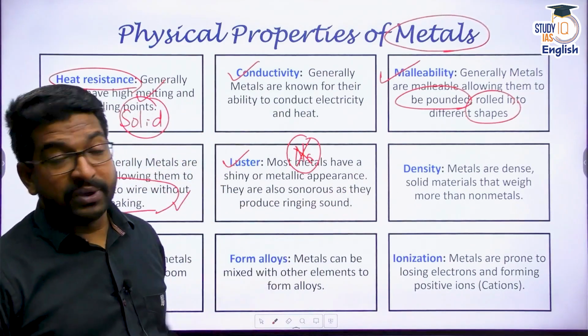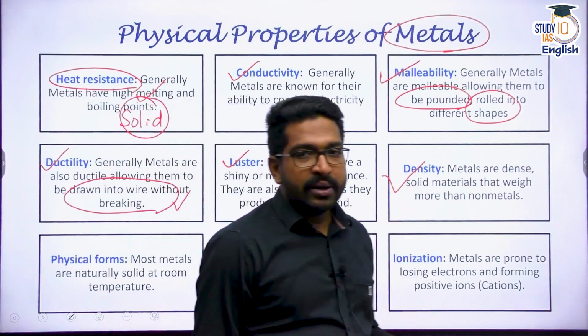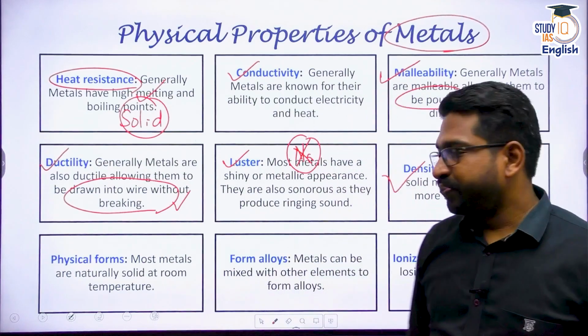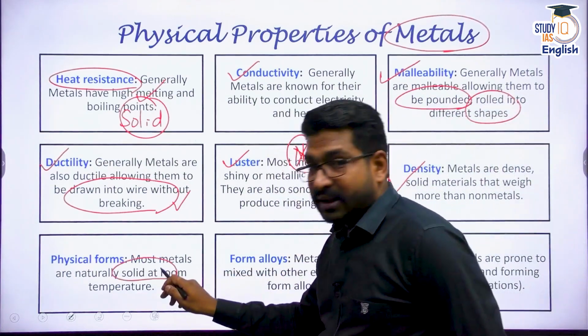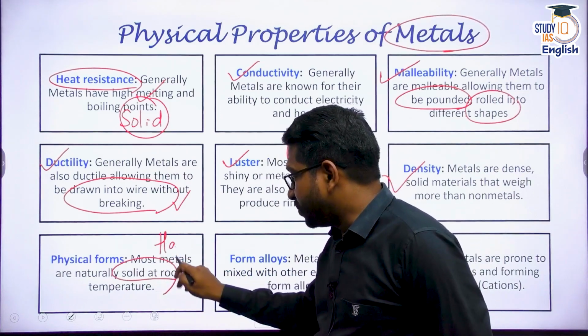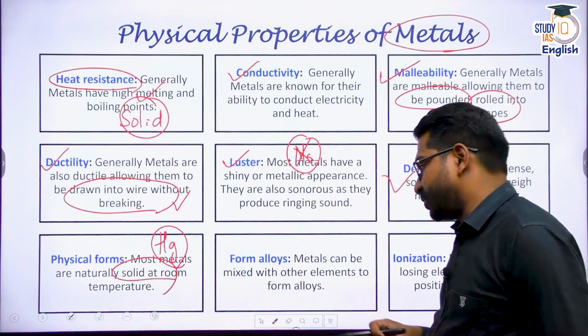This is even true for mercury. They are very dense. That means they weigh more than non-metals. The metals are mostly solid at room temperature. Again, an exception to this would be mercury for sure. But most of them are solid at room temperature.